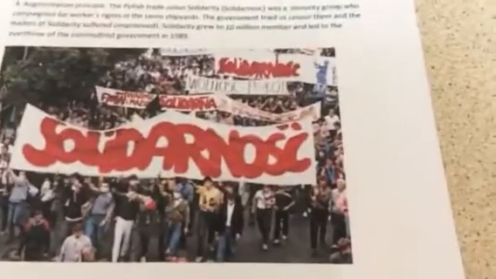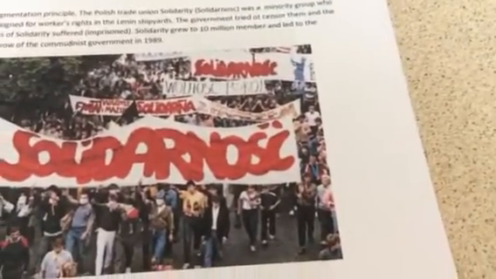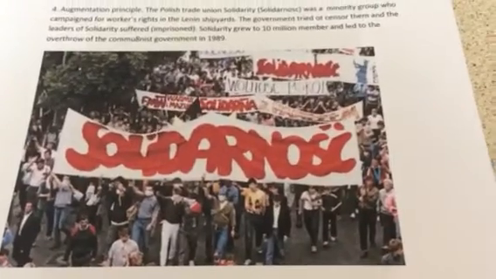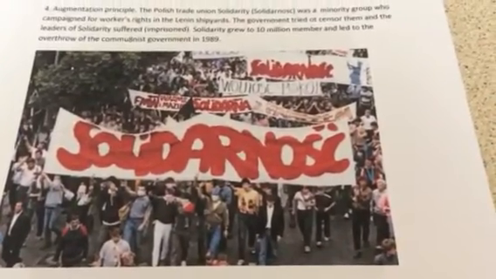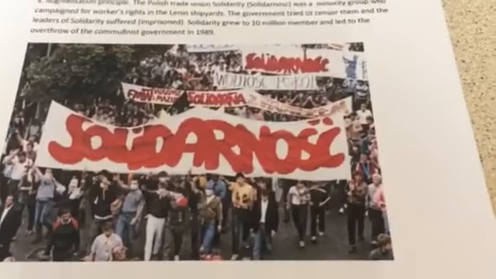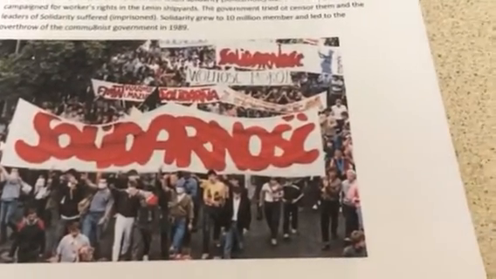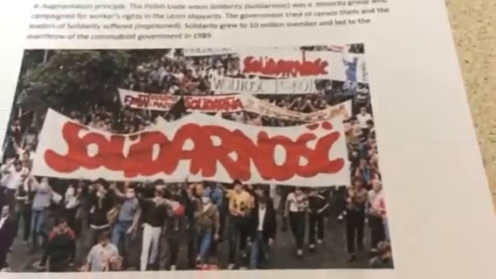For example, the Polish trade union called Solidarity was a minority group who campaigned for workers' rights in the Lenin shipyards. The government tried to censor them, and the leaders of Solidarity suffered. They were imprisoned. Solidarity grew to 10 million members and led to the overthrow of the communist government in 1989.